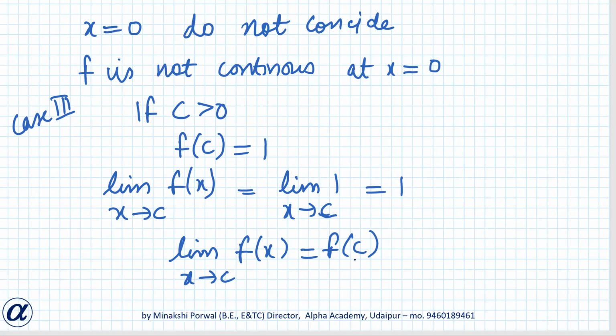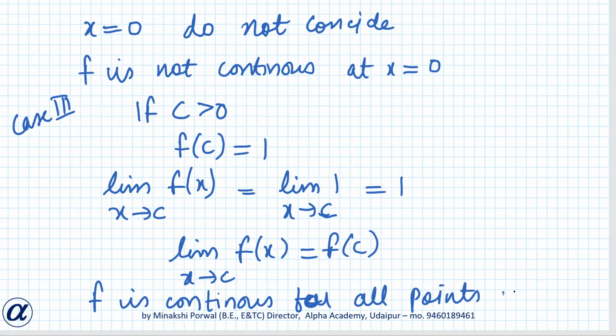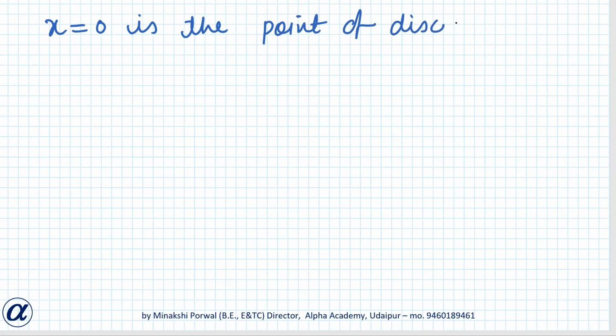Okay. So f is continuous at all points x greater than 0. Okay. So here the question was to find the point of discontinuity. x equals to 0 is the point of discontinuity. Okay.